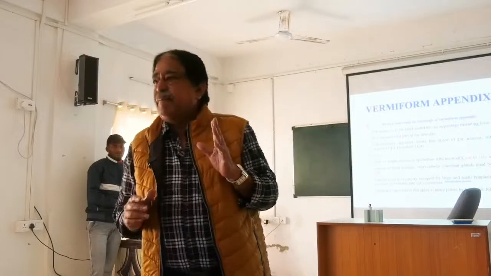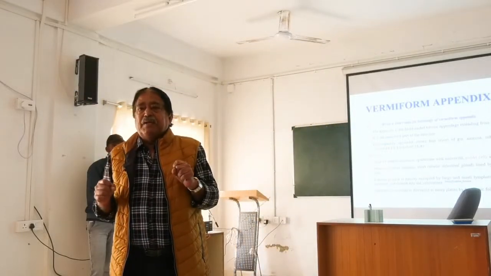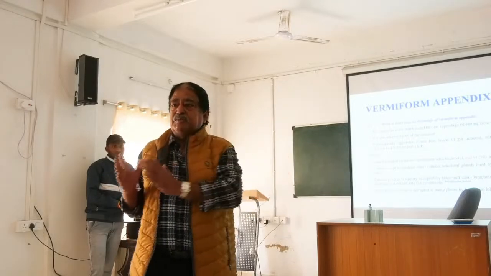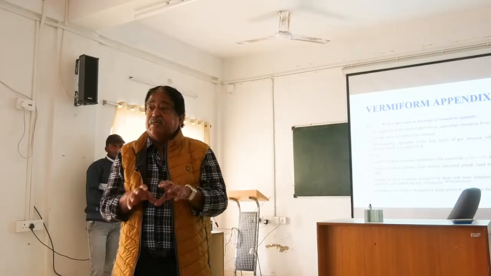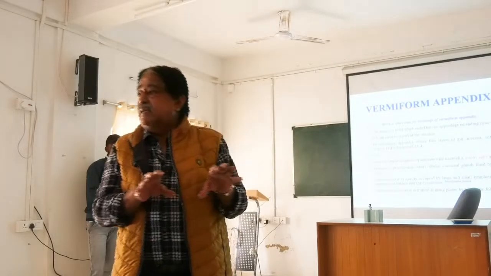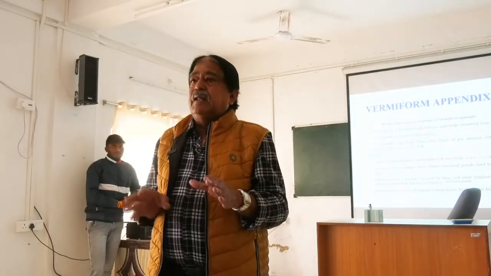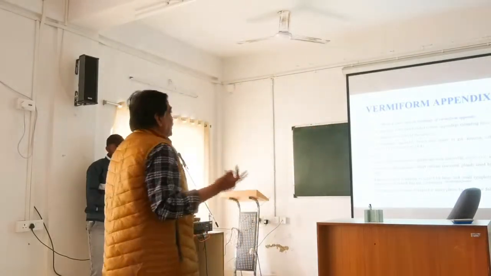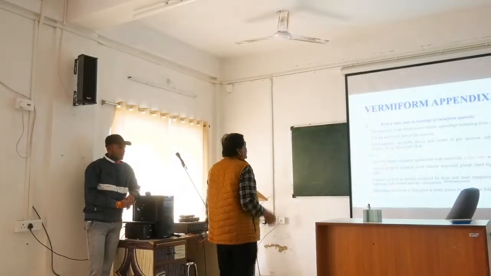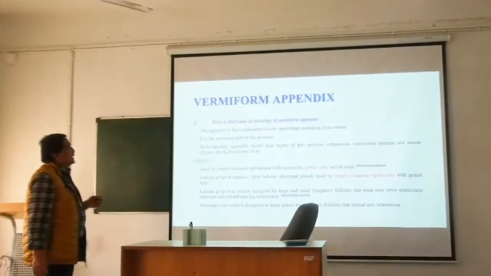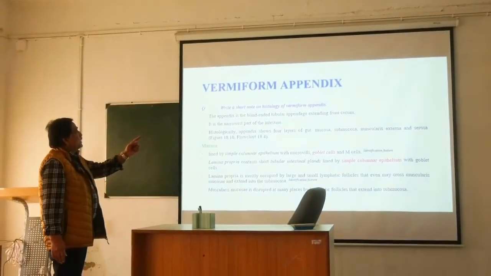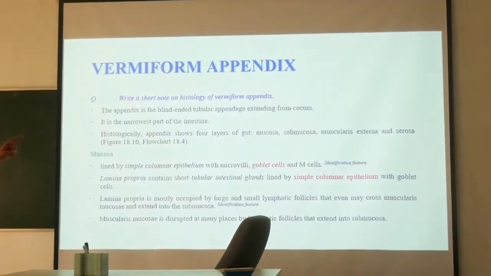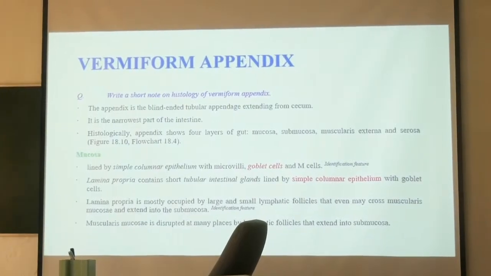with this thing. Now ultimately this is the story that a surgery is sometimes needed and sometimes unnecessary. Why am I telling this in the histology class? Because there is a matter of the appendix here. Appendix is a blind-ended tubular appendix extending from the cecum. It is the narrowest part of the intestine. Histologically, appendix shows 4 layers of gut: mucosa, submucosa, muscularis externa, and serosa.